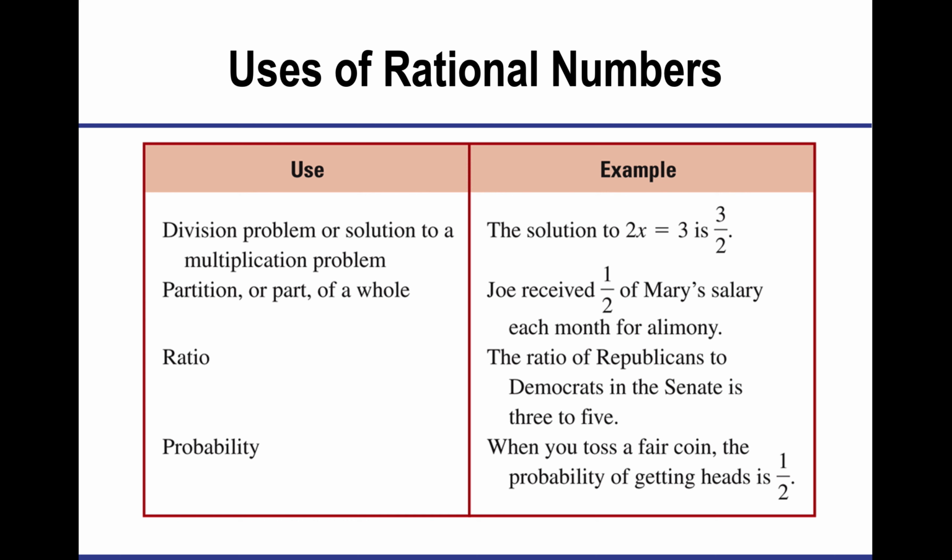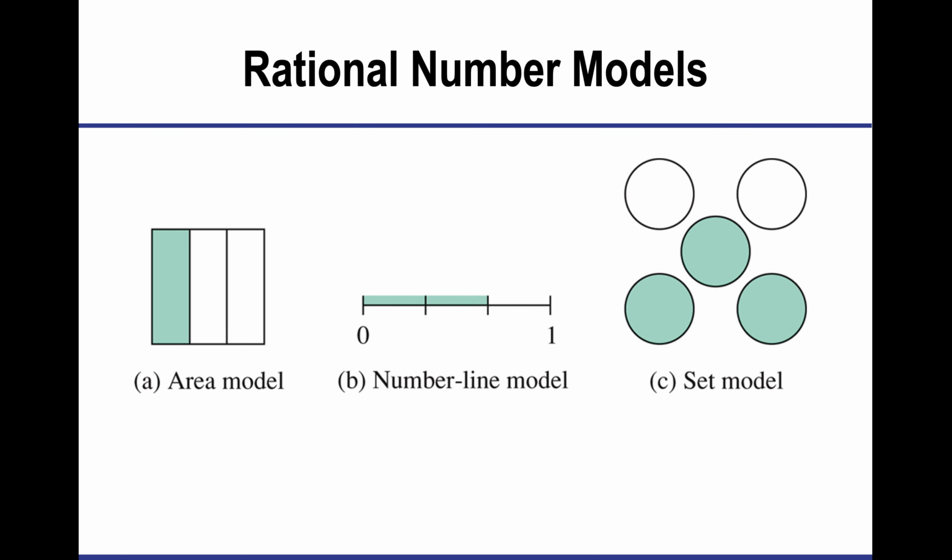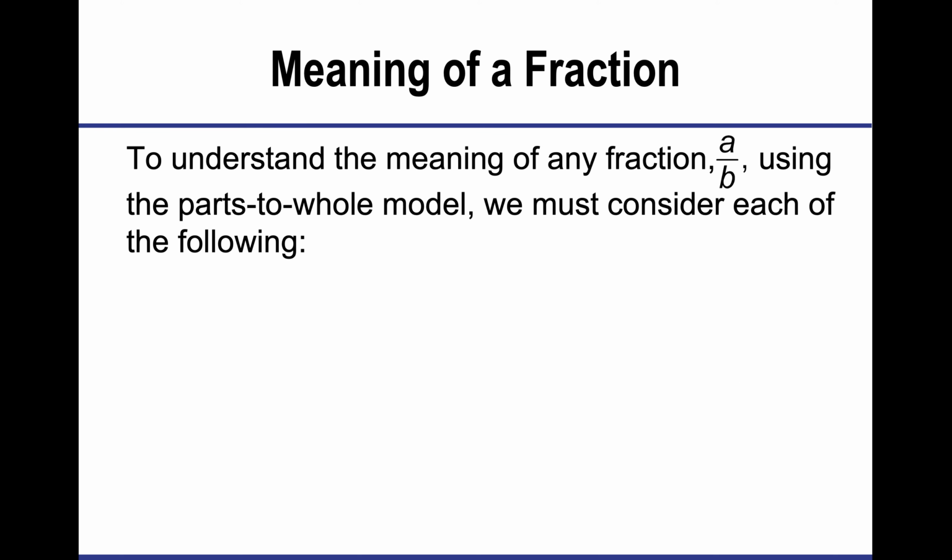It can be used as a part of a whole. It can be used as a ratio, and it could even be used in probability. Here are some different examples of rational number models. Now, each model has a different context. The area model is going to be great if I want to divide an item into equal parts. The number line model is useful when we're trying to compare fractional amounts. And then the set model is useful when we have an object, like we're taking in books, and we're going to divide books into equal parts of boxes. So we're not necessarily cutting one object into pieces, but we're splitting up a group of objects.